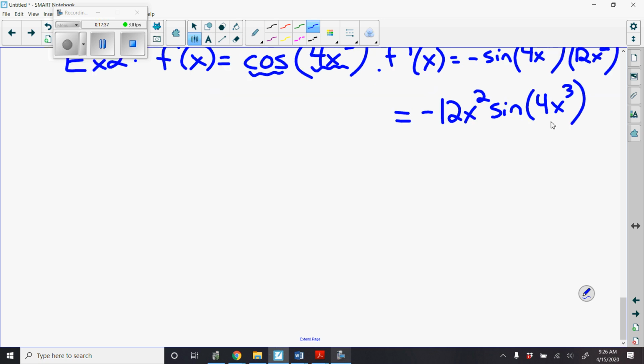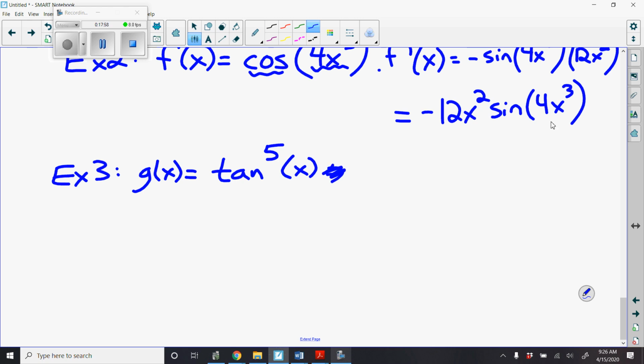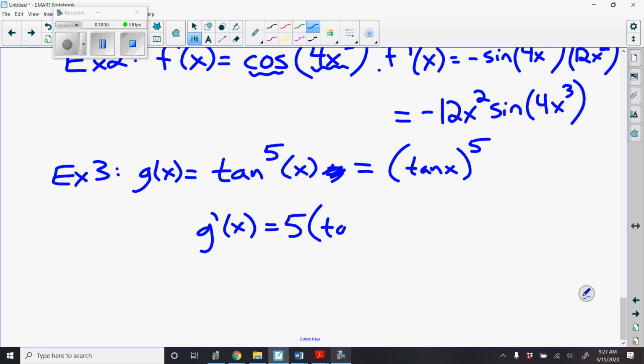Okay? Example 3. So I have tangent to the 5th power of x. As a reminder, when I'm trying to find g prime here, this means literally tangent of x to the 5th power. When we write it in that form, we can see tangent is actually our inner function, x to the 5th is our outer function. So when we go to do g prime, we do the derivative of the outside with respect to the inside times the derivative of the inside.